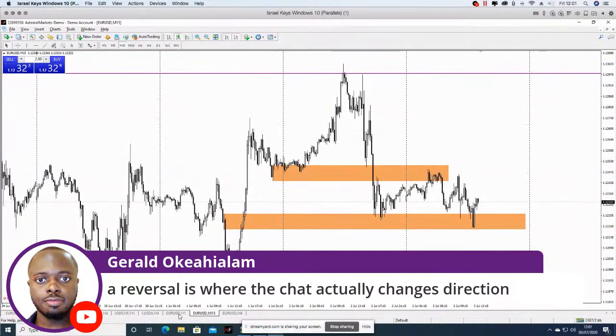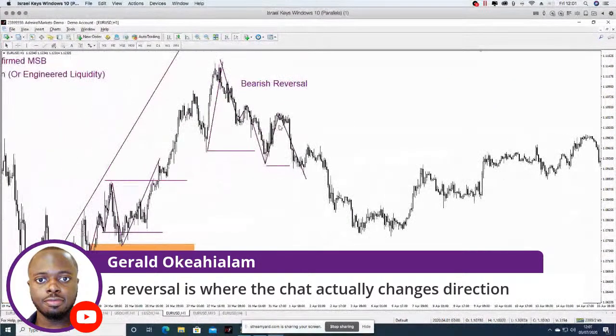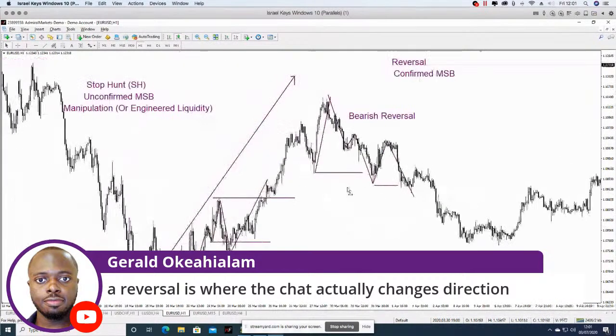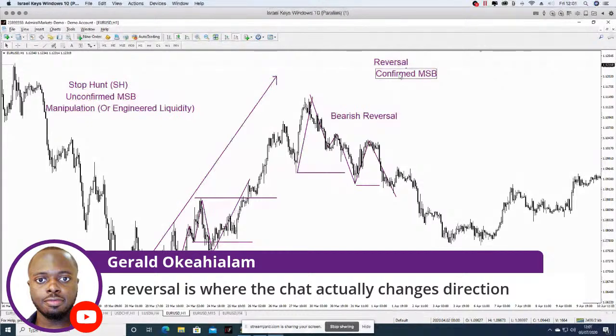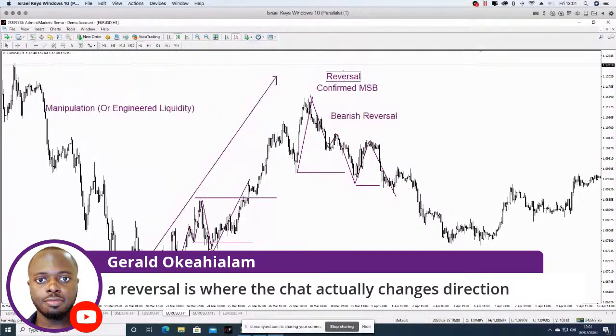So back to our chart. So that's a bullish reversal. This here is a bearish reversal. This is a confirmed, so it comes below there. It fails to carry on the original direction and it pushes lower again. That's a confirmed market structure break, which means it's a reversal. This one here is simply a stop hunt. It was an unconfirmed market structure break because it did not change direction. It kept going the other way. And so it's a manipulation or engineered liquidity.